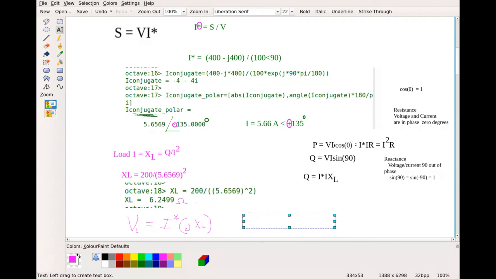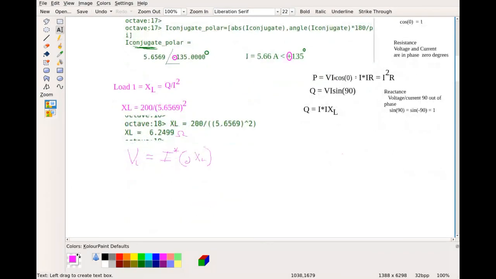V polar, yeah. So I'm getting a minus 135. Yeah, I get a minus 135 also. Let me put that in here.